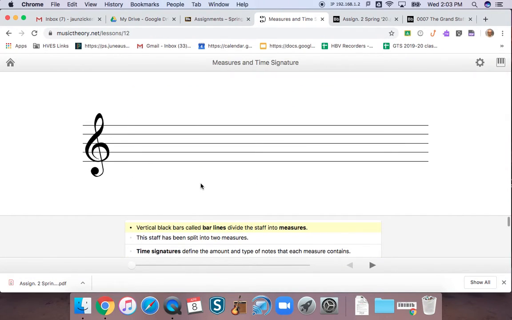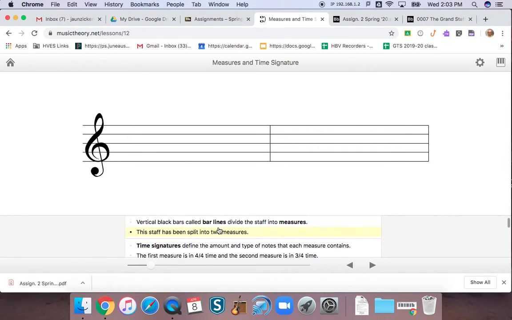And this gets on the more complicated side. Okay, so vertical black bars called bar lines divide the staff into measures. The staff is split into 2 measures. These vertical bar lines are there to make it easier to visually see and keep track of where you are. And it helps us visually divide things up a little bit more evenly.